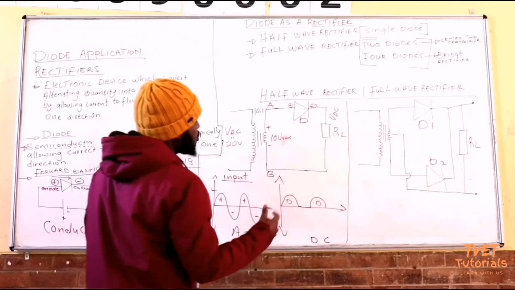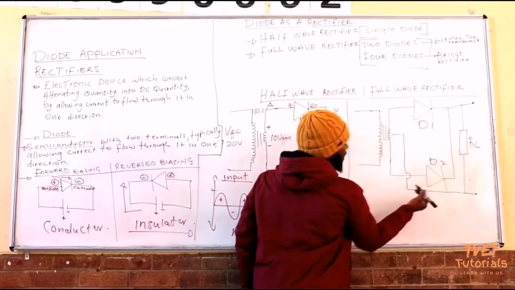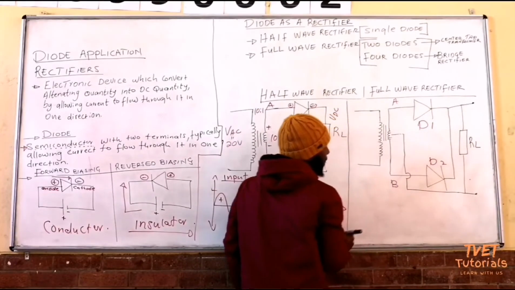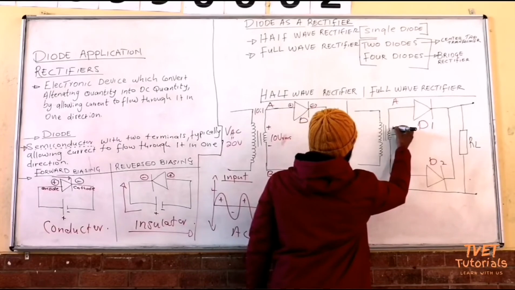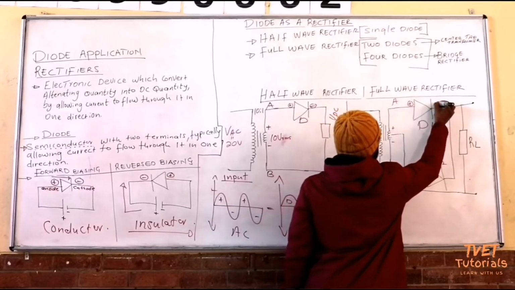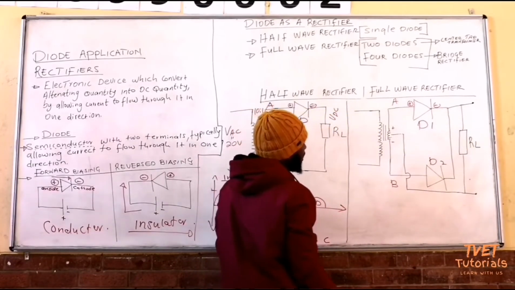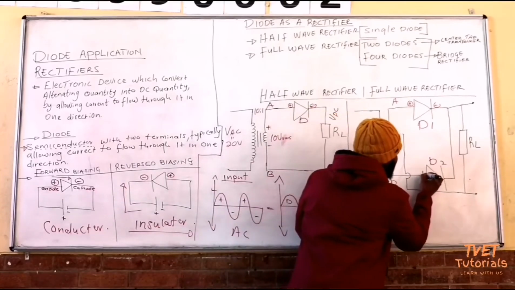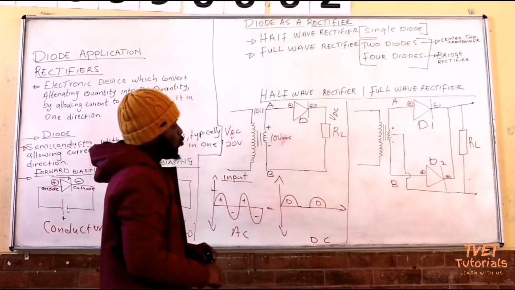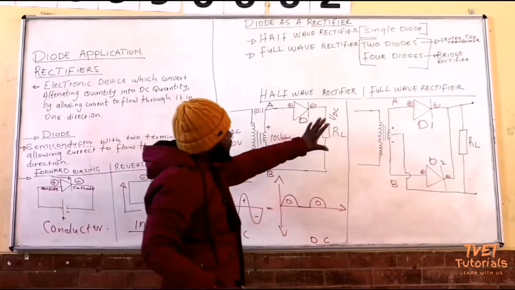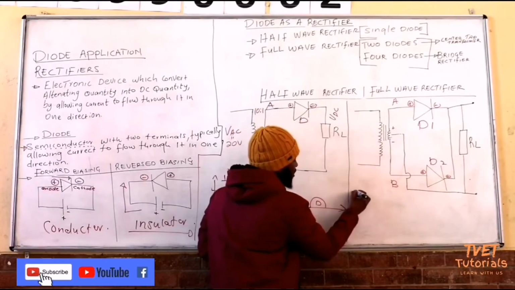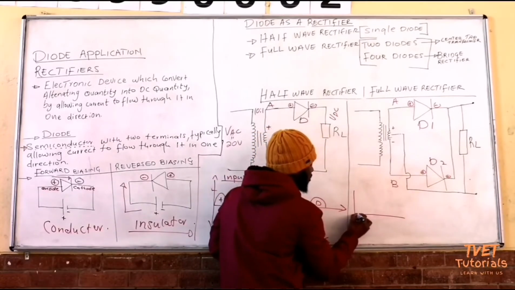Now, a full wave uses two diodes. You can see you have D1 and D2. If I can say this is A and this is B, I say this terminal is now positive, this is negative. This is the positive terminal of the diode, this is the negative terminal of the same diode. We know this is the positive terminal of this diode, and then this is the negative terminal of D2. So during the positive half cycle, before we get to that, let me just draw the input. Let's have the input.